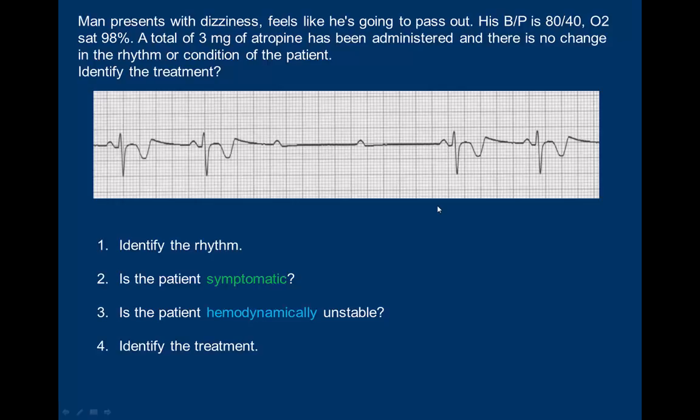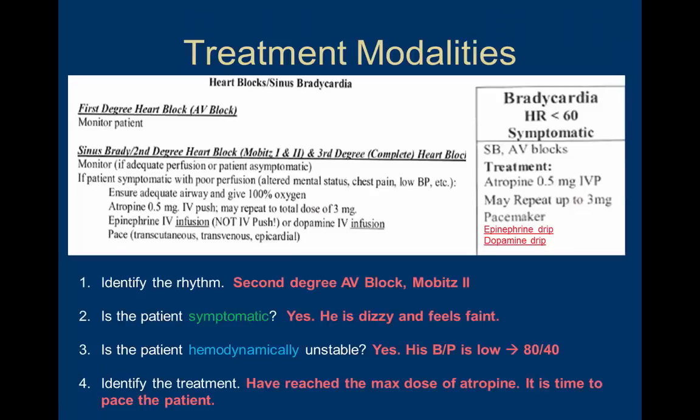Let's do another scenario where a man presents with dizziness, feels like he's going to pass out. You've got his vital signs there, and atropine has already been given to a total of 3 milligrams. So there's no change in the rhythm, or the condition of the patient. So again, identify the rhythm, identify the other questions, and then figure out, well, what treatment should be utilized for this individual. And when we look at this rhythm, we can see that this is second degree AV block Mobitz type 2.